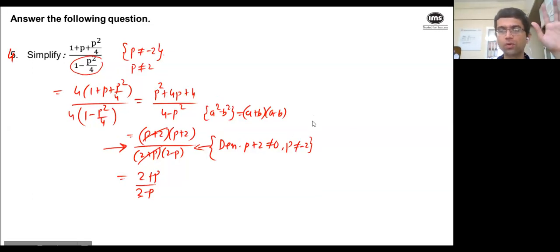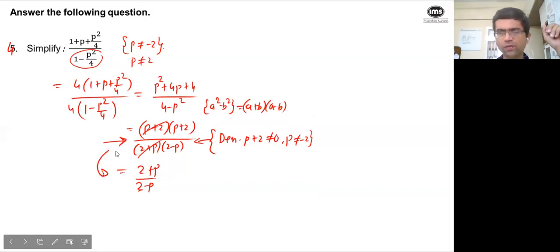Okay, Srijan, hope you are clear that we are using a fact that p should not be negative 2 to simplify from the second last step to the last step. Otherwise, yes, by nature, p should not be equal to 2 also, Shrijan. Hope you are with me.